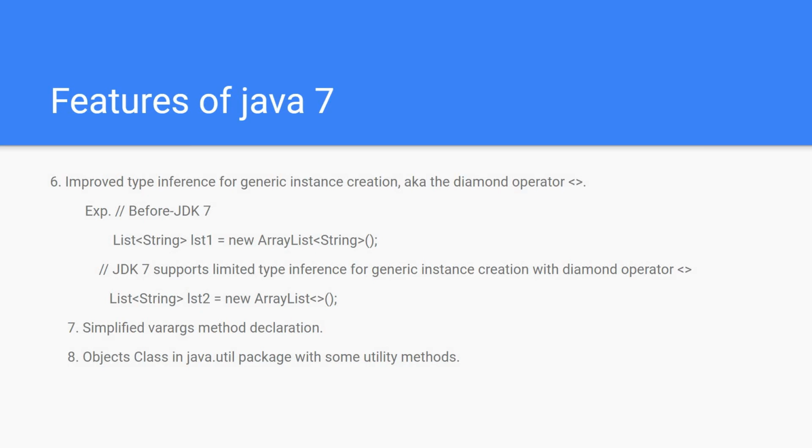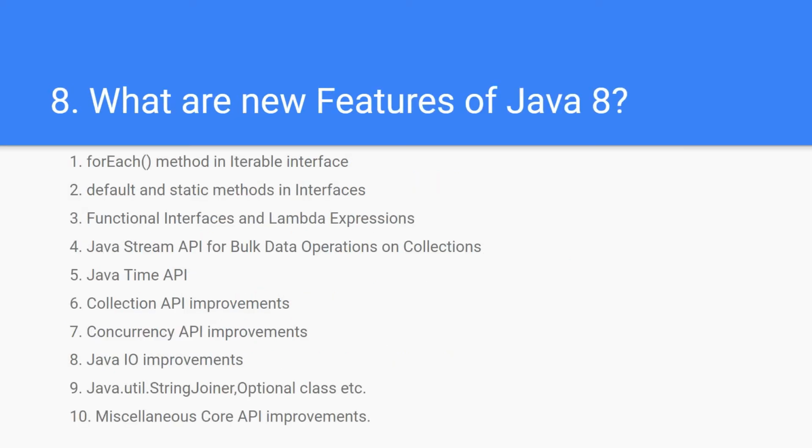Eighth, Objects class in java.util package with some utility methods. What are the new features of Java 8? Here is the list of new features.